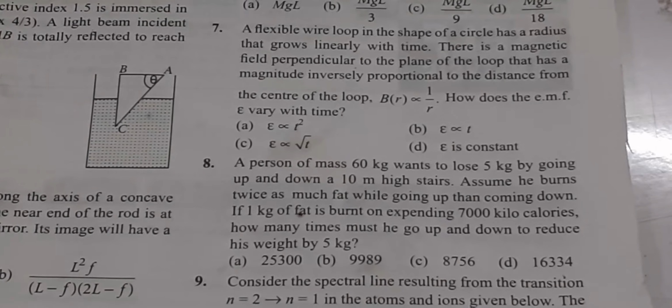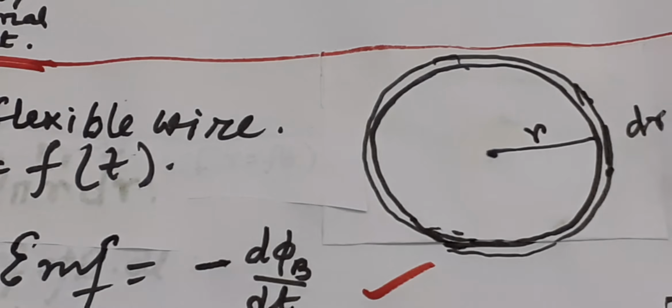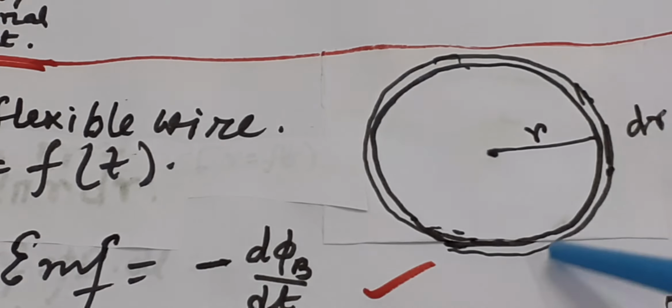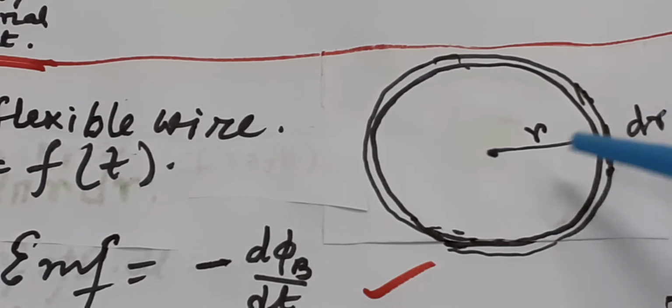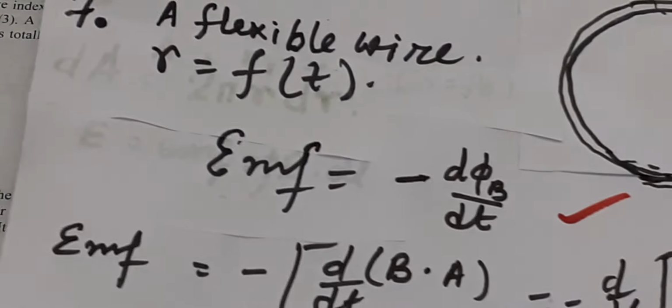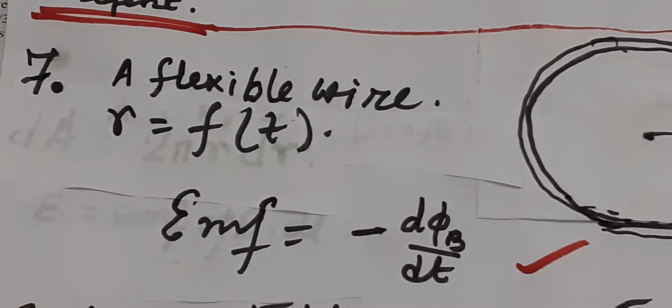Now you can see this diagram. This is a flexible rope. So R can increase, its radius can increase along this direction. That will be dr. This thickness is dr. It can increase.